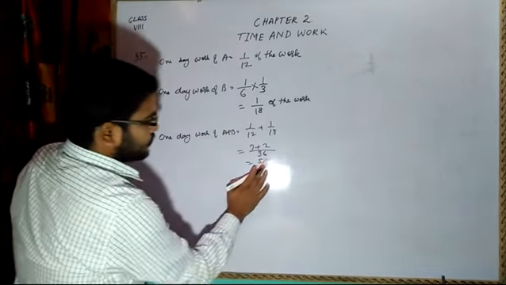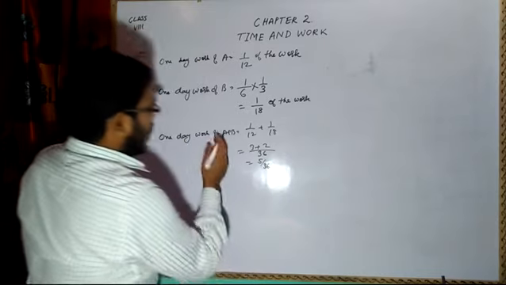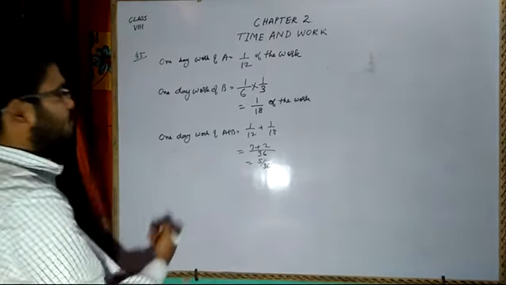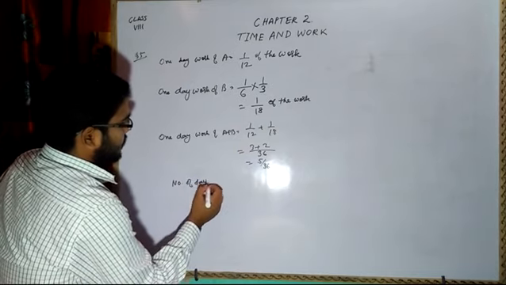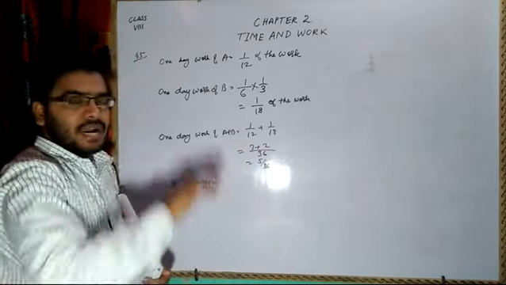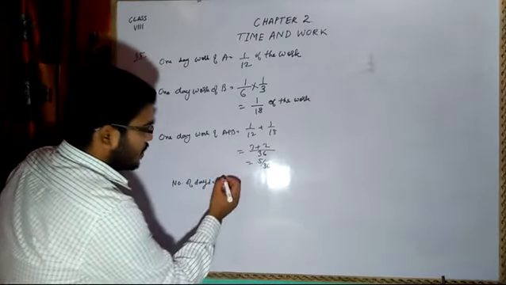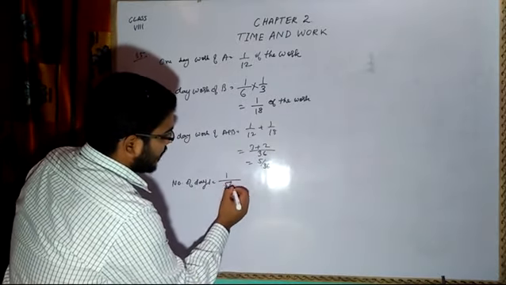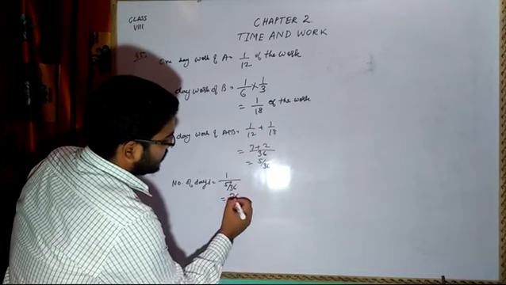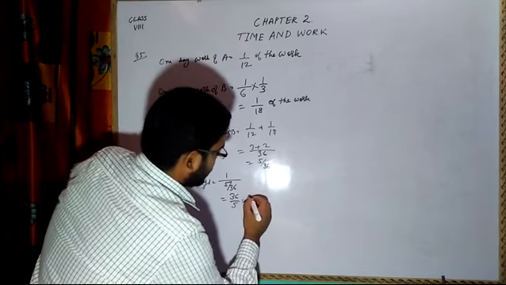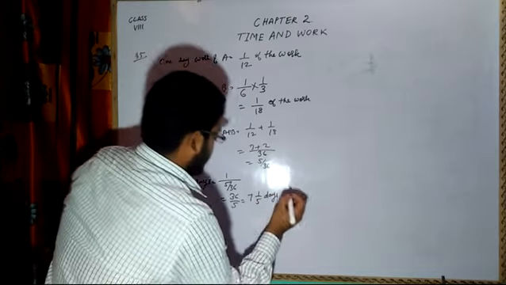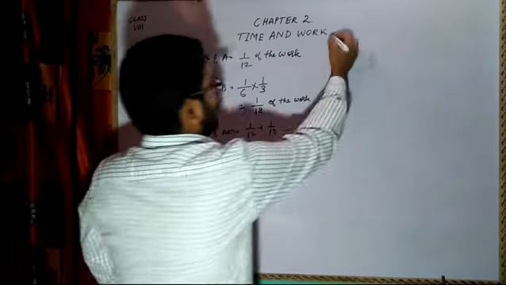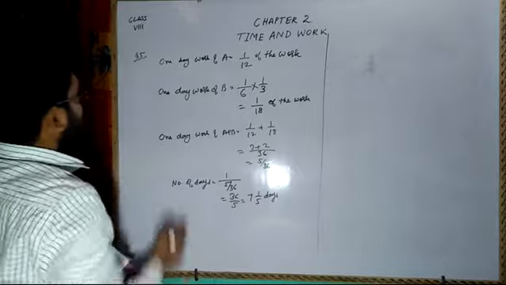Now what do we have to find? In how many days will they be able to finish the work? So number of days, same formula. Number of days is equal to the complete work, that means 1 whole divided by 5 by 36. So it will become 36 by 5, 5 sevens are 35, 1 by 5 days. 7 whole 1 by 5 days. Now this is your solution for question number 5.